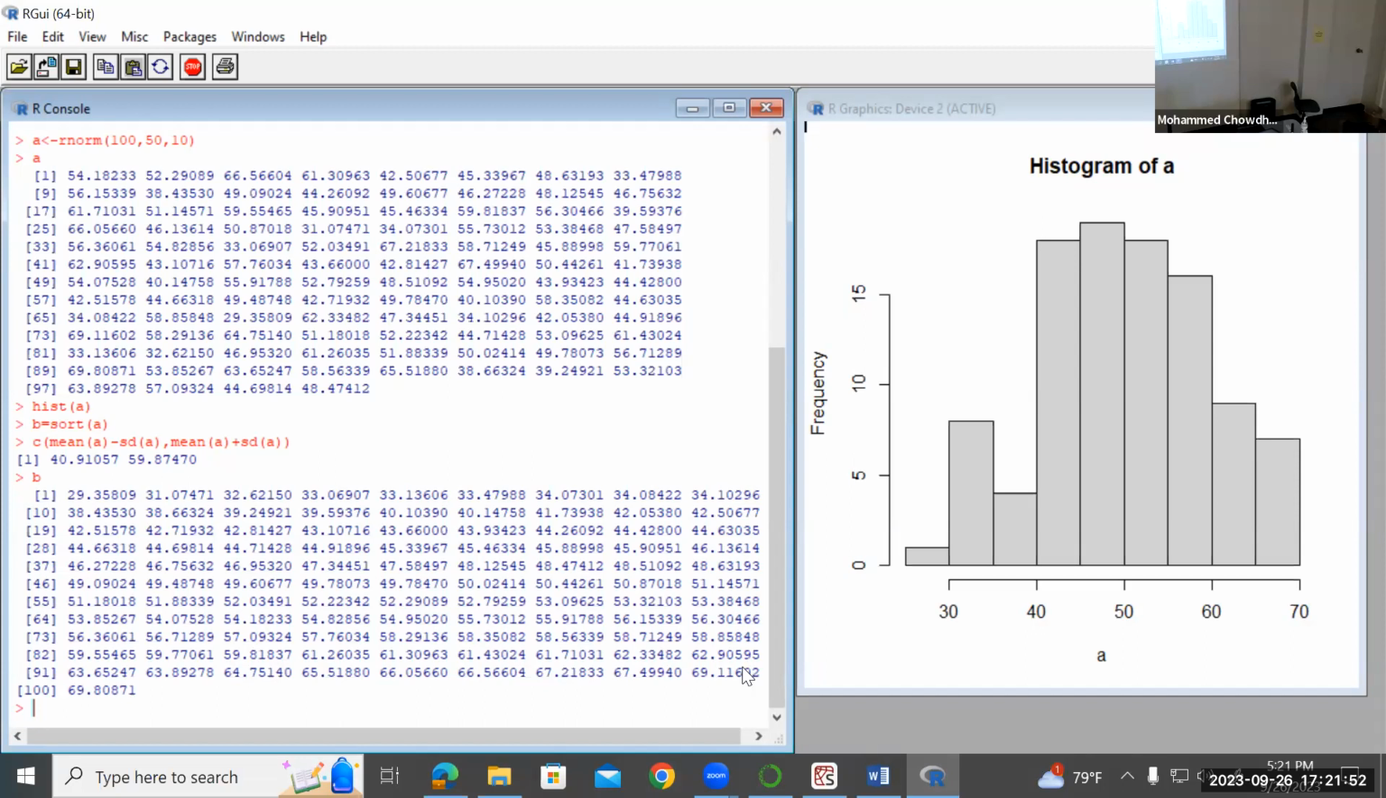So 59.81, 59.87. I have to stop in here. This value is bigger than that one. Okay? And then 40.1 starts in here. 40.91, right? So then 40.91 starts in actually here. So my computation was wrong. So now it starts from there. Take a look at that.